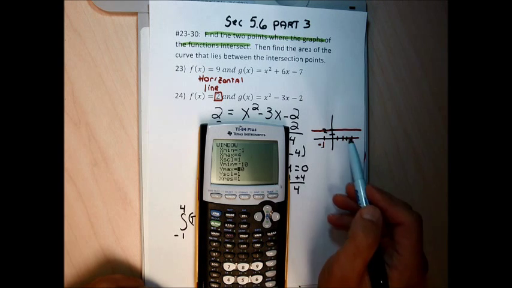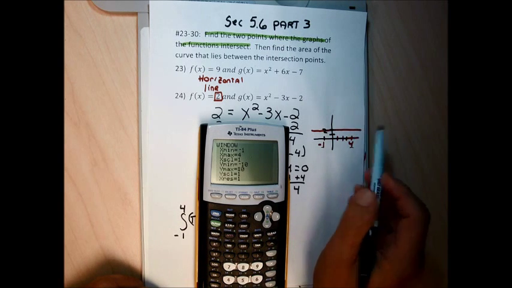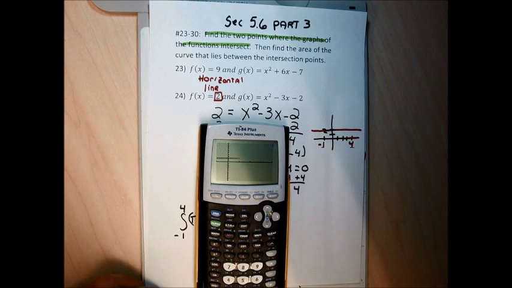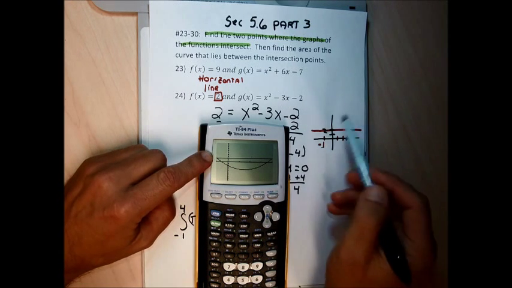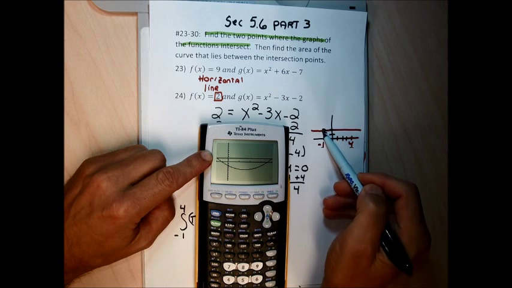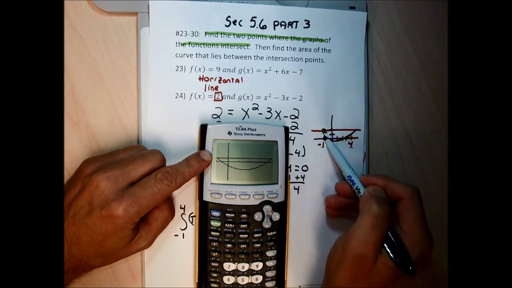When I hit graph, the first thing I'm going to see is a graph of f of x equal to 2, which is a horizontal line. The second thing I'll see is the parabola. And if I've done my algebra correctly on the first part of this, the graphs are going to intersect right at the beginning and the end of my window, which they do here.